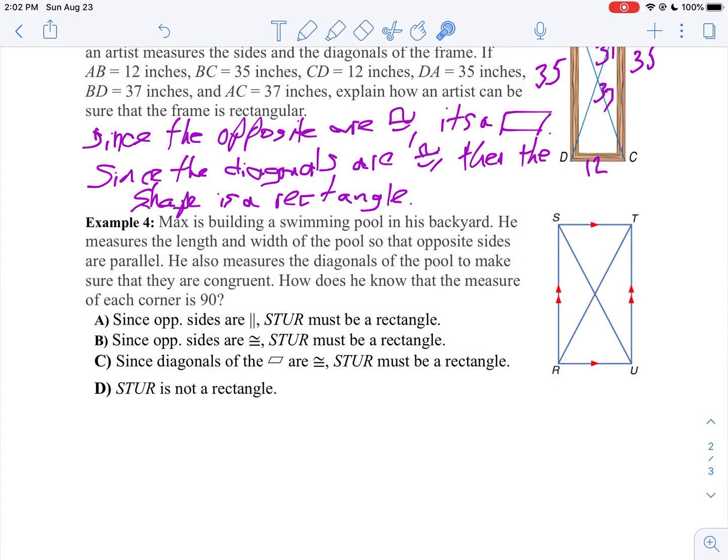Since the diagonals of a parallelogram are congruent, STR must be a rectangle. Yes, we knew it was a parallelogram. Now, in order to show it's a rectangle, we've got to show the diagonals are congruent. So your correct choice there would be C.